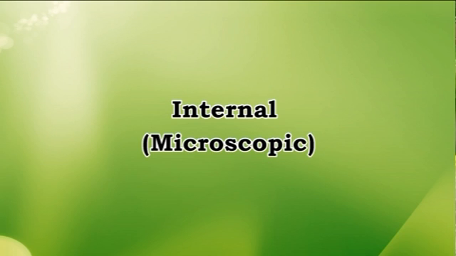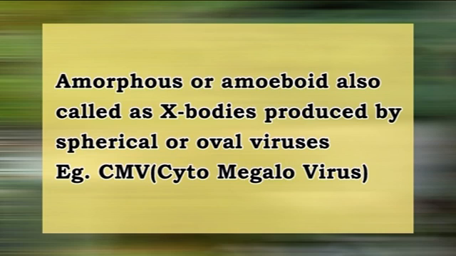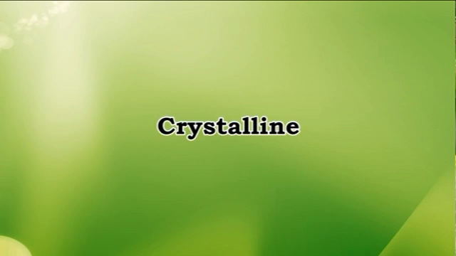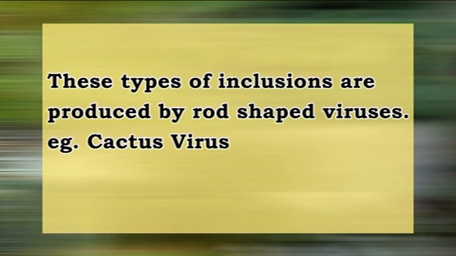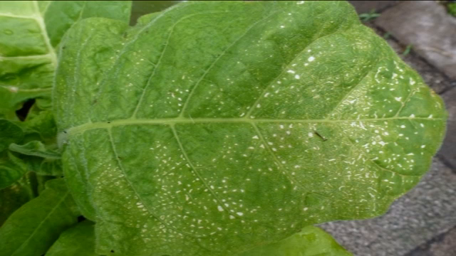The next important form of symptom is based on internal or microscopic. These include inclusion bodies. Inclusions are microscopic bodies produced by some of the viruses. These are produced in the cytoplasm or nucleus. Cytoplasm: amorphous or amoeboid, also called X bodies, produced by spherical or oval viruses. Example, CMV. Next is crystalline. These types of inclusions are produced by rod-shaped viruses. Example, cactus virus and petunia ring spot. Nucleus: example, tobacco etch virus, rectangular plates, BCMV strain, Pisum virus 2 and isometric crystals.